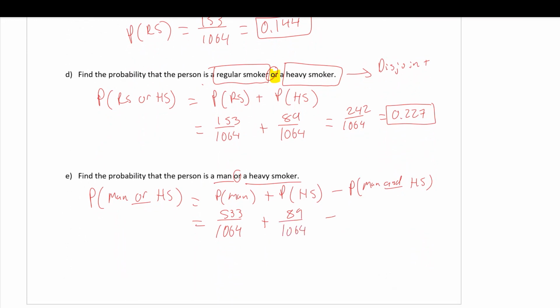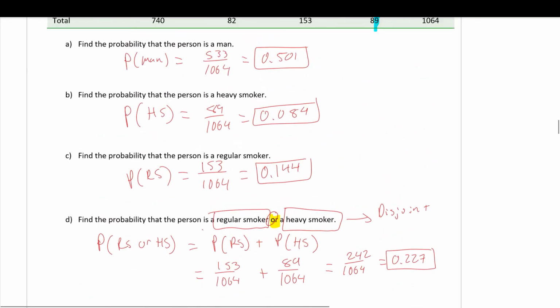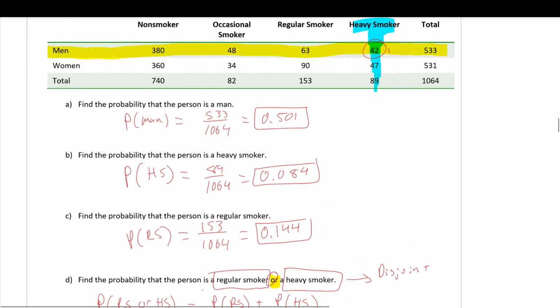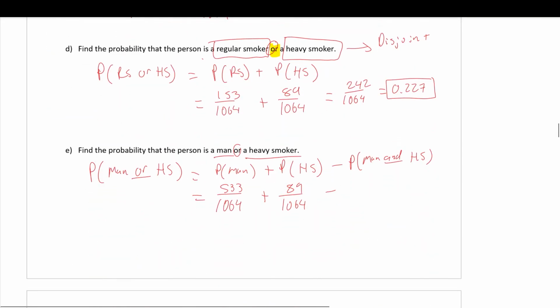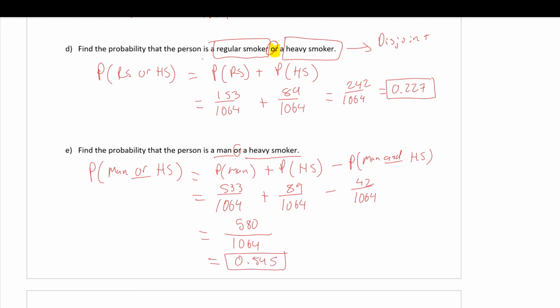And then we have to subtract off that intersection. Let's go back up to the top there. It was 42. And if you add and subtract the numerators, you'll have the same denominator. We get 580. And as a decimal approximation, we get 0.545. All right, so that's it for this section.